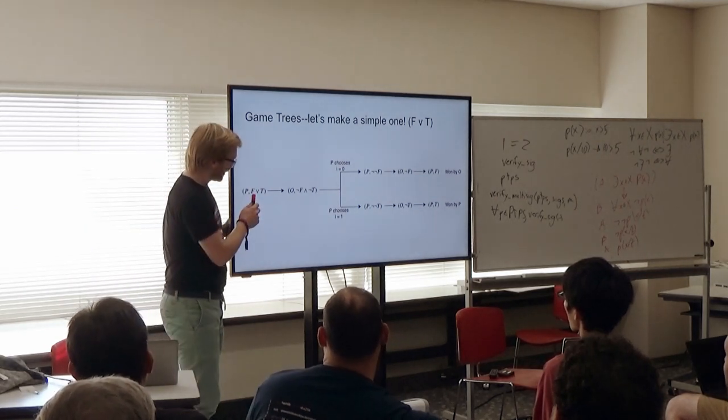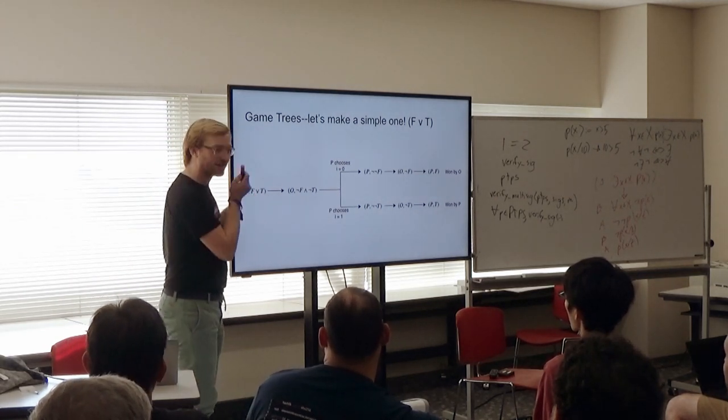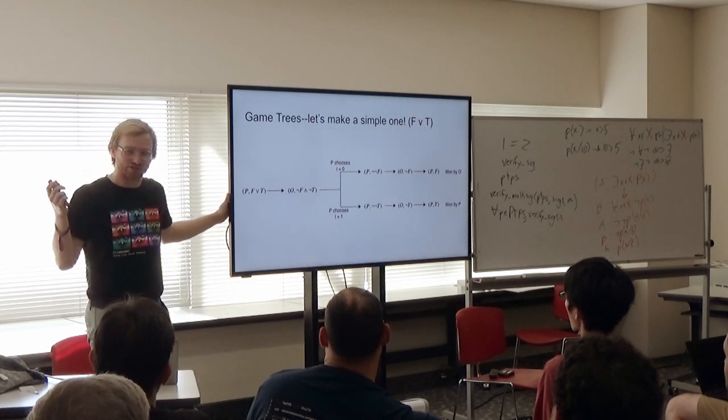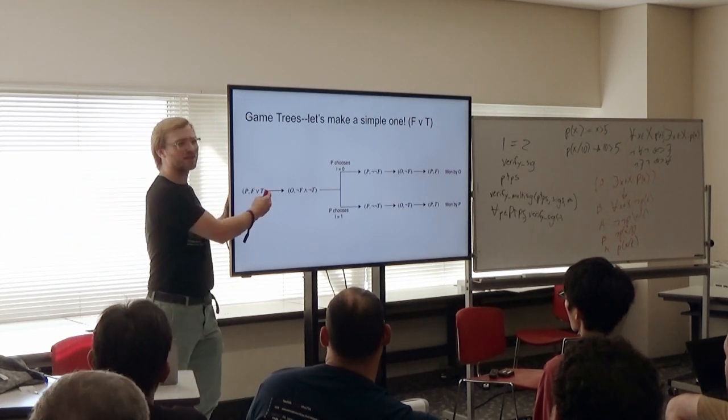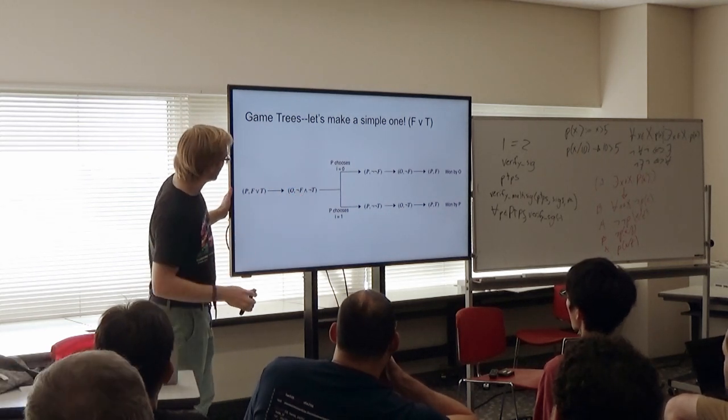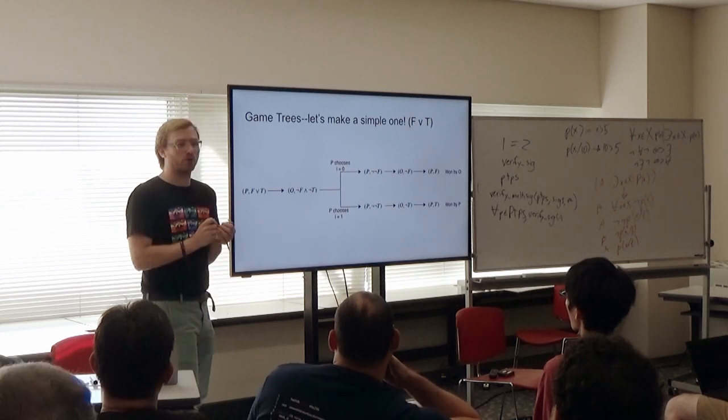So let's define two atomic propositions, F and T. How will they be assigned truth values? You guessed it. F is false. T is true. Can everyone read this? By the way, it's possible that some people can't read this. Okay. Seems like we're doing okay. Great. So, the game tree for false or true.